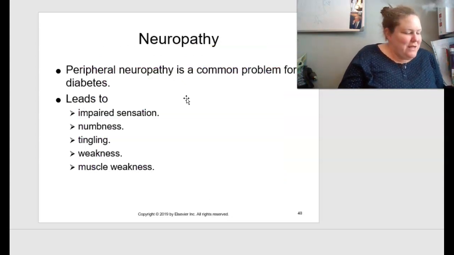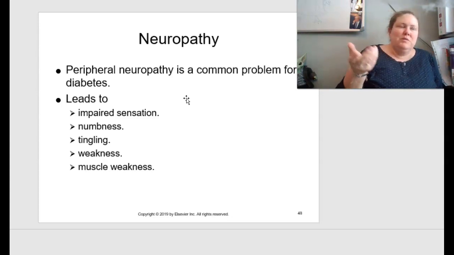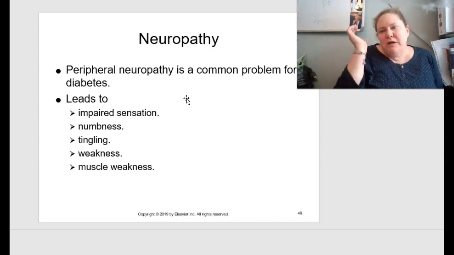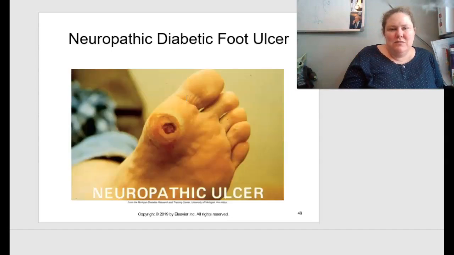This is great. All right, so remember, peripheral neuropathy is a common problem. Neuro is nerve, and opathy is something went wrong with it. So if you have neuropathy, it can lead to impaired sensation, numbness, tingling, and muscle weakness, right? It's like when you're sleeping and your hand falls asleep and it's that tingly kind of pain. That's exactly what this is going to feel like.